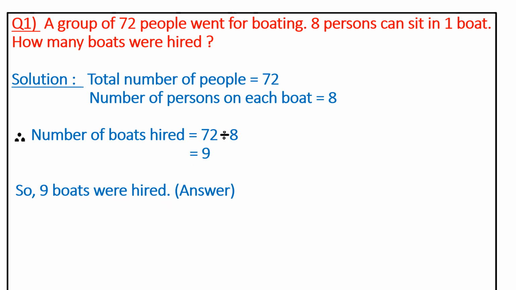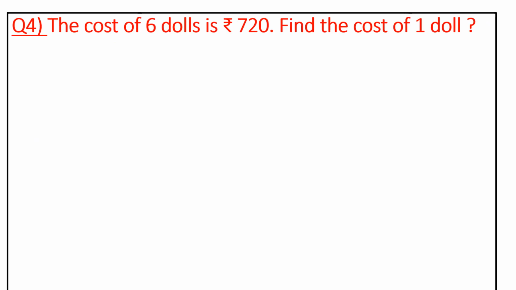Okay. Now question 4. The cost of 6 dolls. Dolls, you know, na? Yes, we play with dolls. The cost of 6 dolls is rupees 720. Find the cost of 1 doll. Okay. So all the dolls have the same cost. So when we purchase 6 dolls, we need to pay 720 rupees. So what is the cost of only 1 doll?